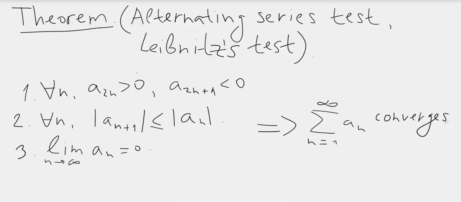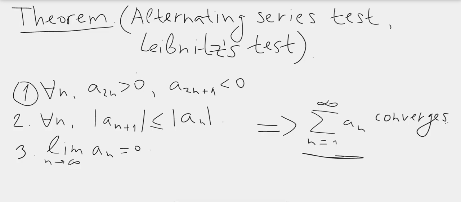In this video I'm going to talk about the alternating series test, also known as the Leibniz test. So let's say that we have a series, an infinite sum, and it's alternating, which means that its terms with even index are greater than 0 and its terms with odd index are less than 0.